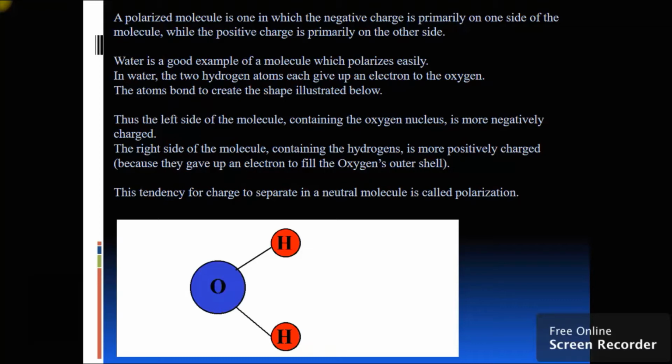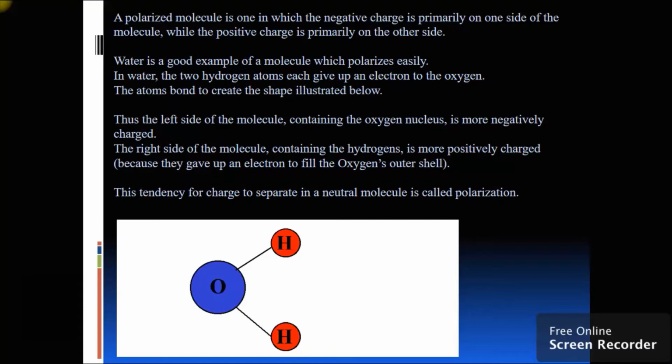Water is a good example of a molecule which polarizes easily. In water, the two hydrogen atoms each give up an electron to the oxygen. The atoms bond to create the shape illustrated below. Ta-da! Thus, the left side of the molecule, containing the oxygen nucleus, is more negatively charged. The right side of the molecule, containing the hydrogens, is more positively charged. Why? Because they gave up an electron to fill the oxygen's outer shell. This tendency for charge to separate in a neutral molecule is called polarization.